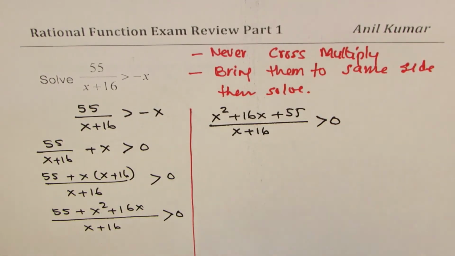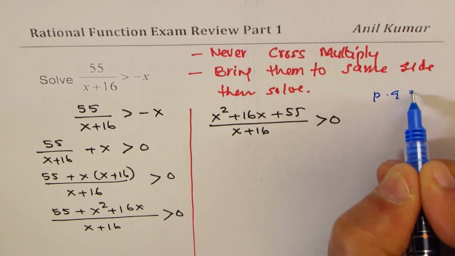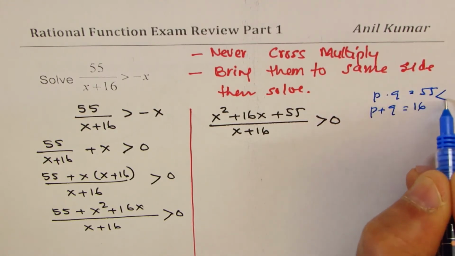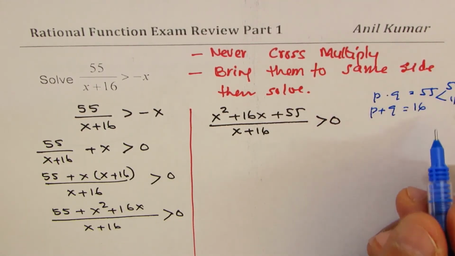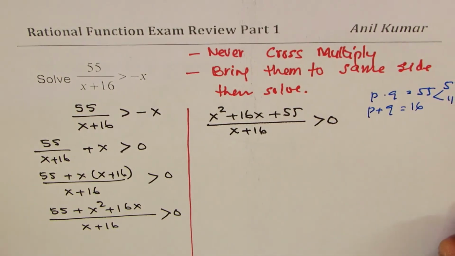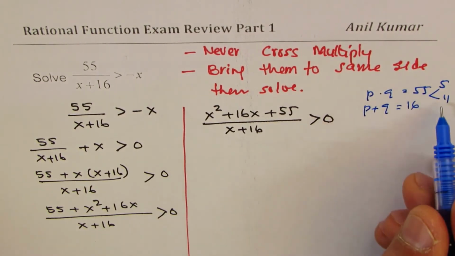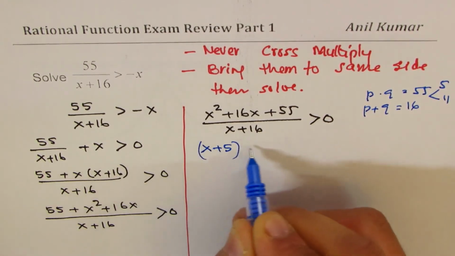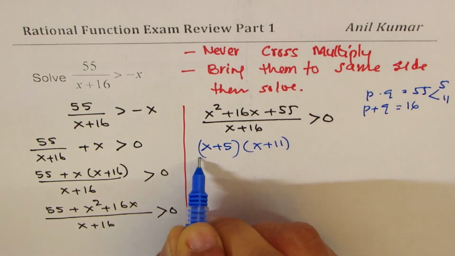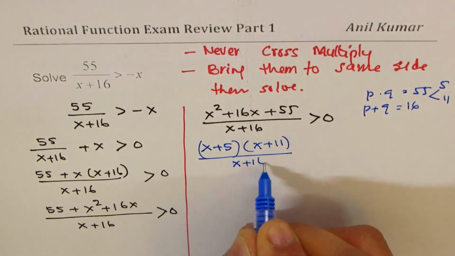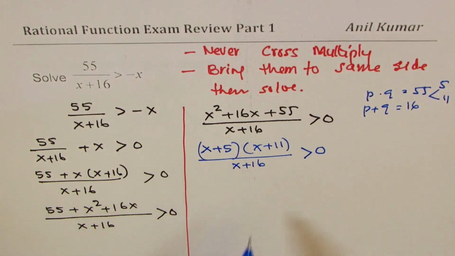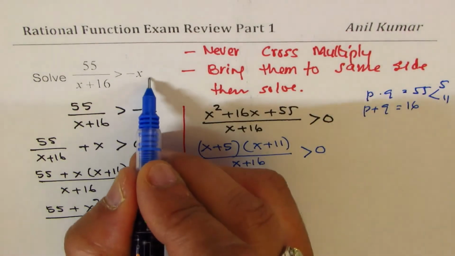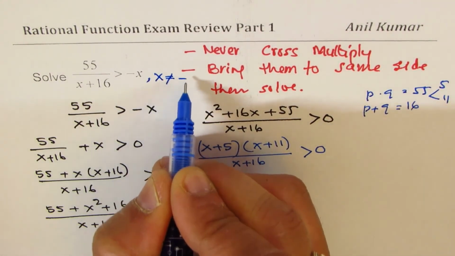So here we have to find two numbers whose product is 55 and the sum of these two numbers is 16. Well, 5 times 11 we know works. So 5 times 11 works, and therefore we could write this as (x plus 5) times (x plus 11) divided by the factor (x plus 16), greater than 0. Now we have two zeros, and x cannot be equal to minus 16. Let's write down the condition x is not equal to minus 16, right?